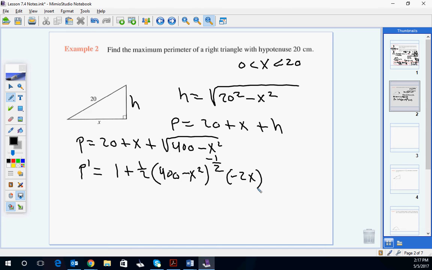So the derivative of 20 is 0. The derivative of x is 1. This is something to the 1/2, so drop the 1/2 and subtract 1 to get negative 1/2. The derivative of the inside is negative 2x. So essentially this 2 and this 2 cancel, and it looks like this: 1 minus x over the square root of 400 minus x squared, to the 1/2. Or you can leave it up, it doesn't matter.